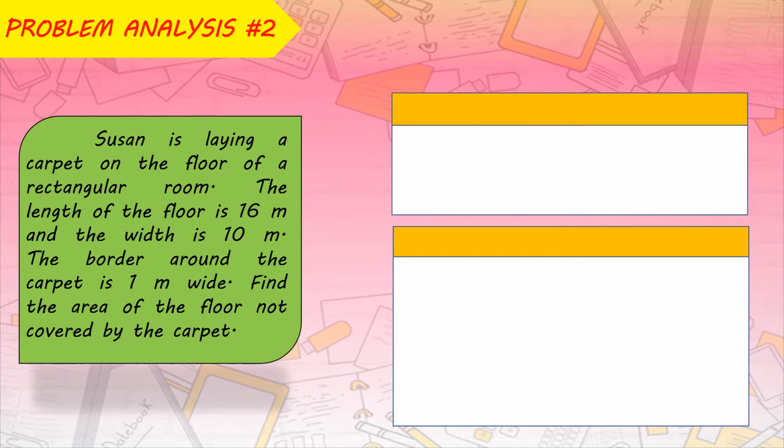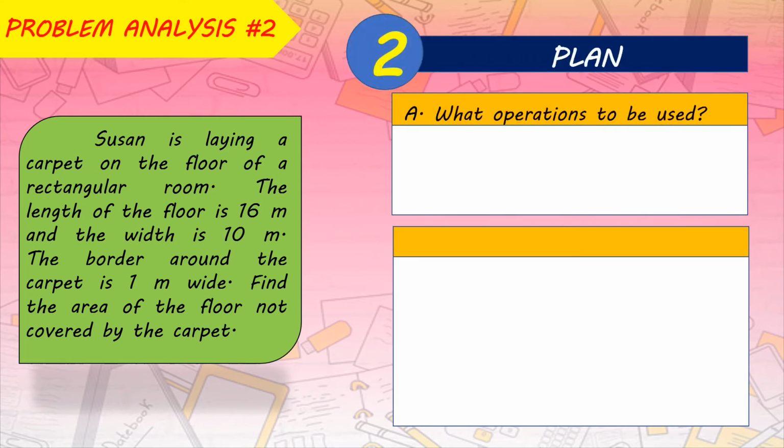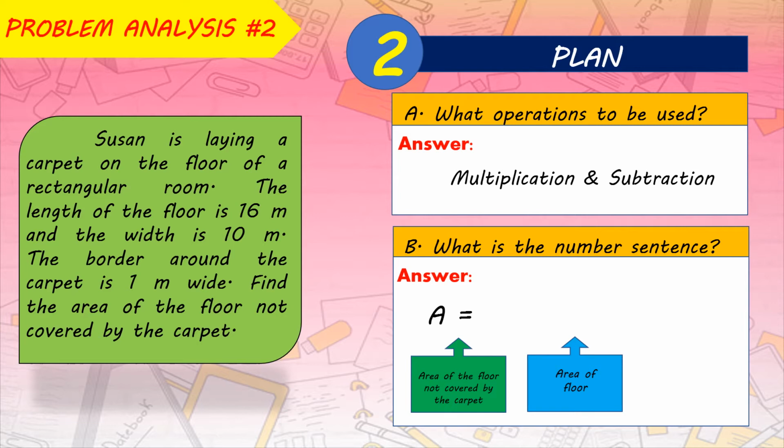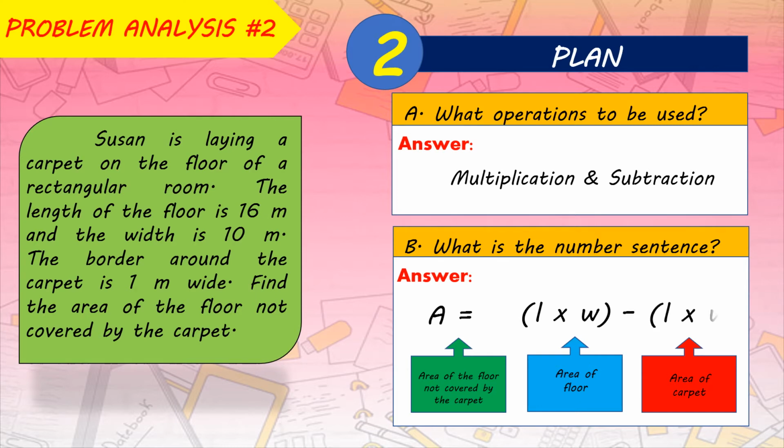After understanding the problem, we're now going to plan. What are the operations to be used? Very good. To get the answer for this problem, we are going to use multiplication and subtraction. Next, what could be the number sentence? To get the area of the floor not covered by the carpet, we have the area is equal to the area of the floor, which is length times width, minus the area of the carpet, which is length times width. Very good.